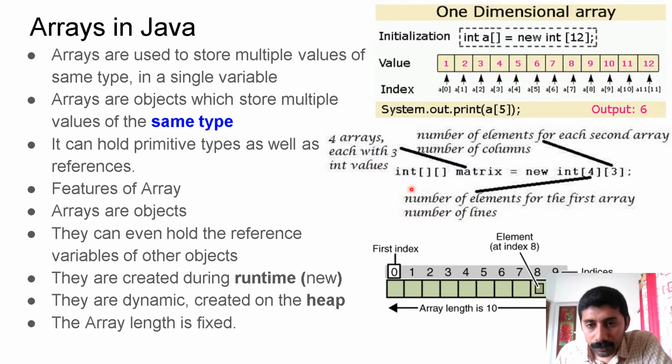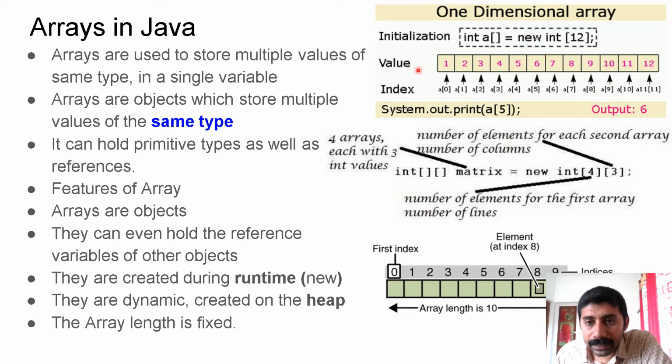Let us see the example of a two-dimensional array. In this case, int, first set of square brackets opening and closing, second set of square brackets, then the variable name equal to new, data type, within square brackets 4, and in the next square bracket I am giving 3. That means the number of elements for the first array. So this is a two-dimensional array which has 4 rows and each row has 3 columns.